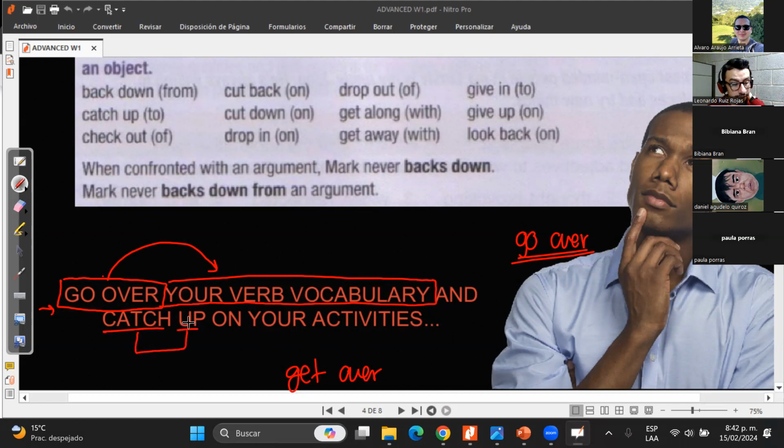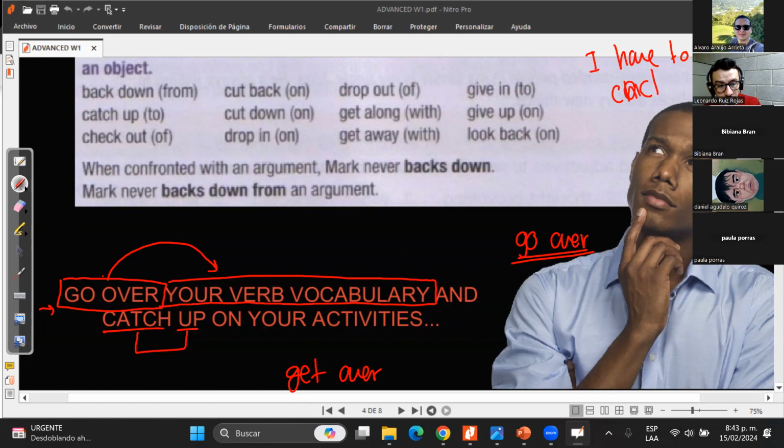What is the meaning of catch up? Alcanzar, sí, ponerse al día. Muy bien, ponerse al día. Excelente. Entonces, catch up puede aparecer como intransitivo porque simplemente es, I have to catch up. Me tengo que poner al día, ¿cierto?